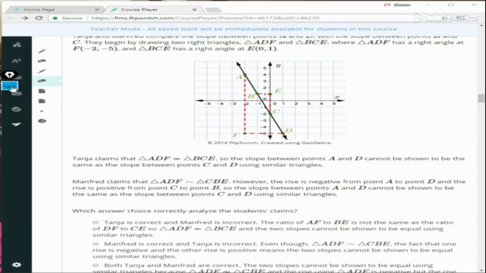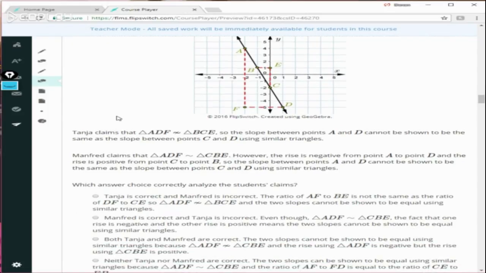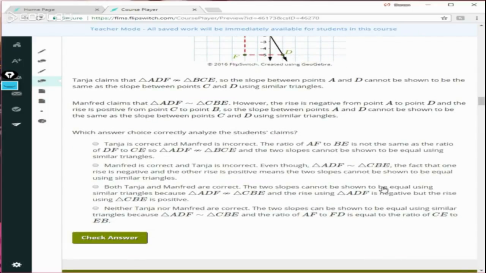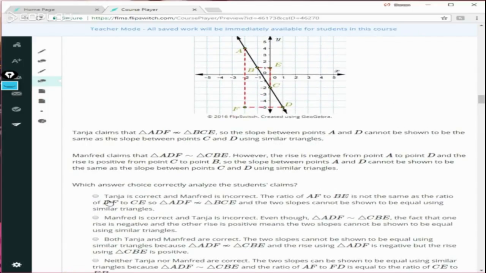Oh, hey, I just learned something nifty. Okay, so after we just talked about that, let's read these analyses. So Tanja is correct and Manfred is incorrect. The ratio of AF to BE is not the same as the ratio of DF to CE.